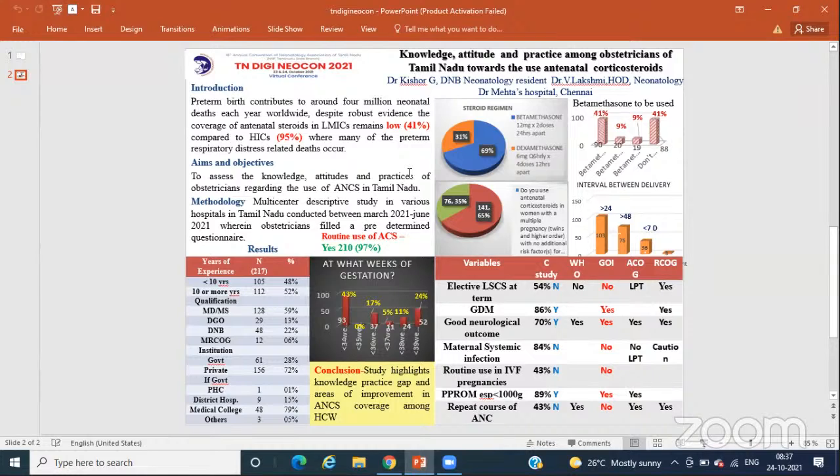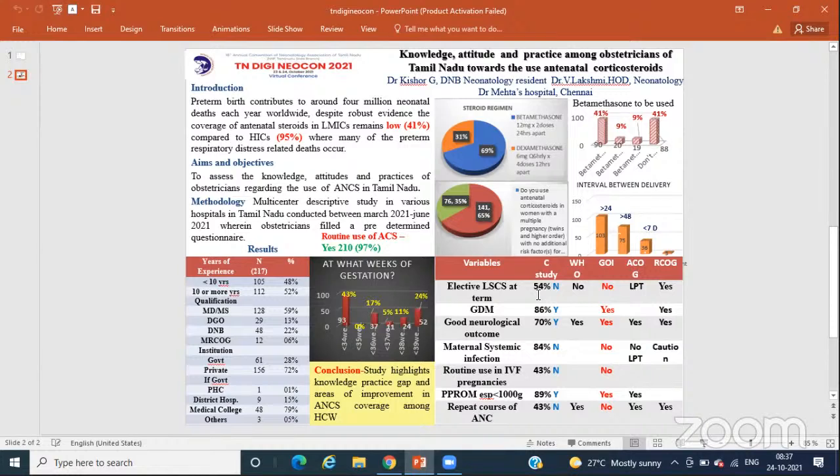47% believe that there should be at least a 24-hour gap between the last dose of steroid and the delivery, while 35% believe there should be a 48-hour minimal gap. 54% don't use it routinely for elective LSCS, which is what the Government of India recommends. 86% are using it in the case of mothers having gestational diabetes mellitus.